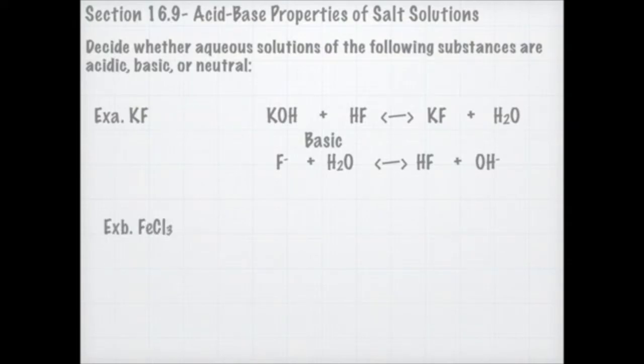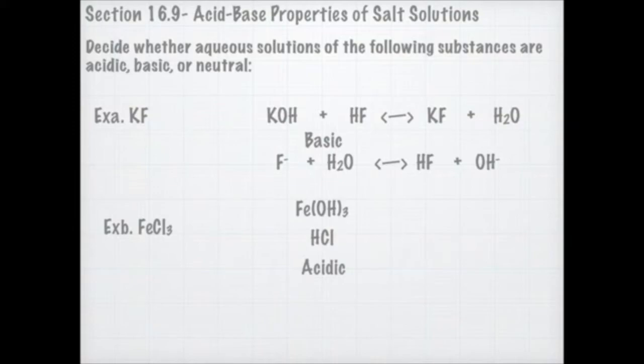Let's look at one more example. Here, I'm given iron(III) chloride. Now, if you think about it, the iron came from iron hydroxide, and the chloride ion came from hydrochloric acid. Iron(III) hydroxide is a weak base, which means that iron ions can act like acids because they're the conjugate acid. The chloride ion came from hydrochloric acid, which is a strong acid, therefore I'm going to ignore chloride. So iron is responsible for the fact that this solution is going to be acidic, and we could even write out a reaction with iron acting like an acid.